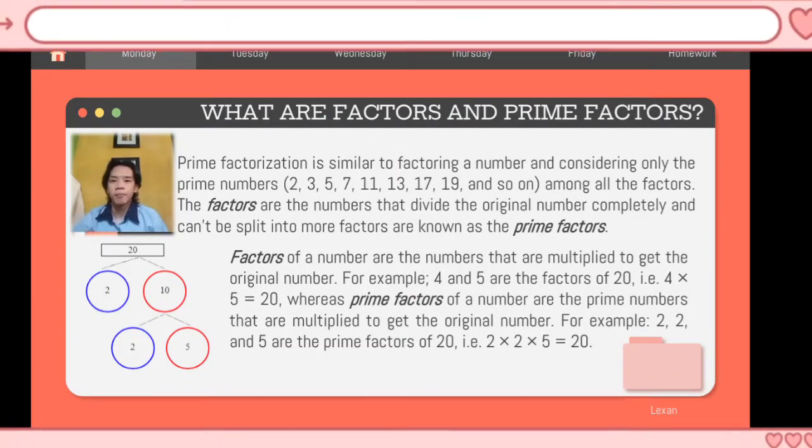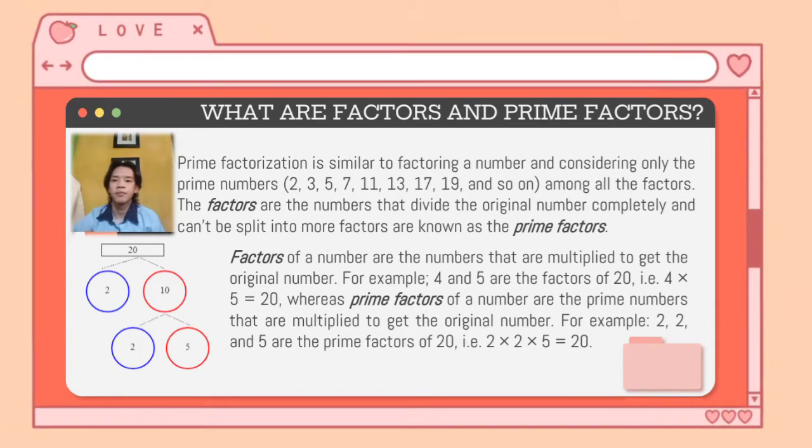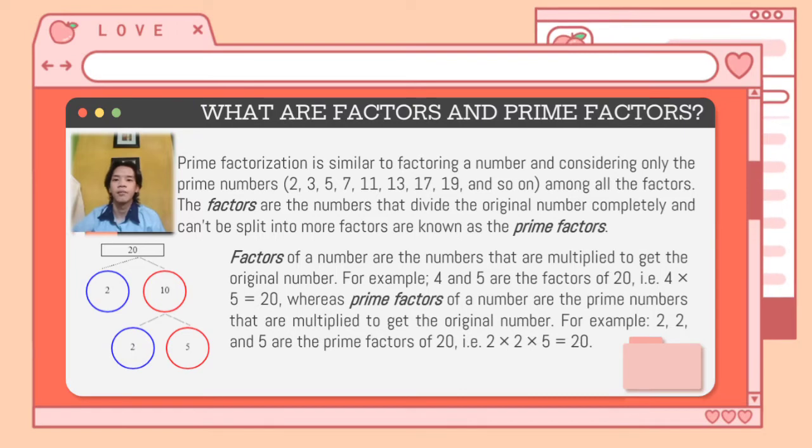What are factors and prime factors? Prime factorization is similar to factoring a number and considering only the prime numbers 2, 3, 5, 7, 11, 13, 17, 19, and so on, among all the factors. The factors that divide the original number completely and cannot be split into more factors are known as prime factors. Prime factors of a number are the set of prime numbers which, when multiplied together, give the actual number. Also, we can say the prime factors divide the number completely. It is similar to factoring a number and considering only the prime numbers among the factors.